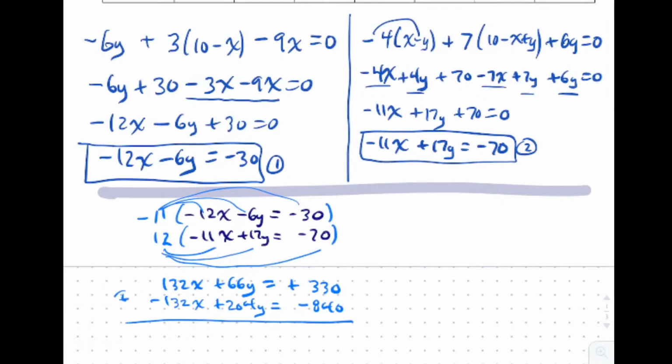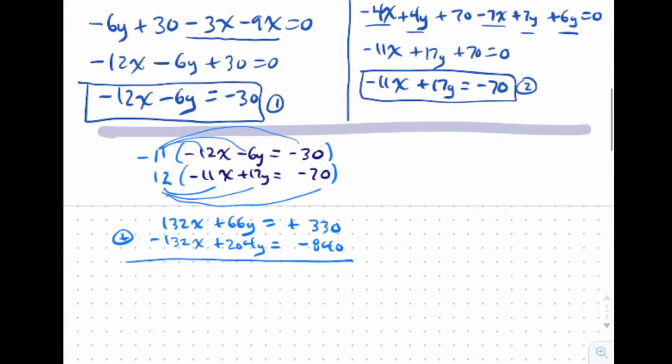Notice we're ready to add our two equations together. The x terms are going to cancel. 204 and 66 makes a 270y. A negative 840 plus a 330 is making a negative 510. It is what it is. Okay, so divide both sides by 270 like this. Y is equal to a negative 510 divided by 270, which is 1 point, and I've got 8 repeating. So for 3 decimal places, that'll be a negative 1.889.